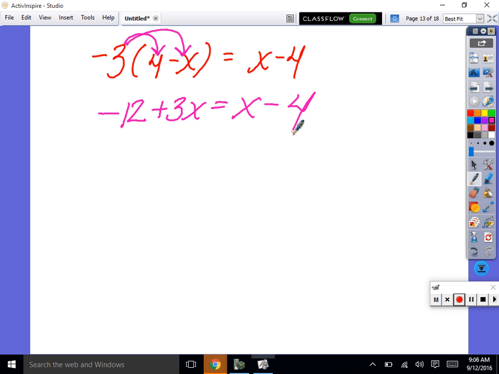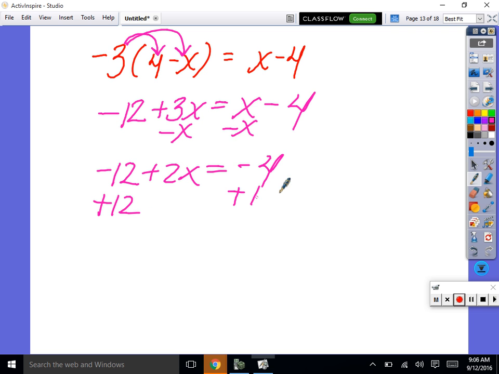Don't say, oh no, I don't know what to do. An x over here, an x over here. Yeah, you do. Can't you put those x's together? Yeah, we just got to use algebra to get there. So let's bring this x over. It's positive x, so let's subtract x. So we have negative 12 plus 2x equals negative 4. Now solve for x. When we add 12, so we have 2x is equal to 12 minus 4.